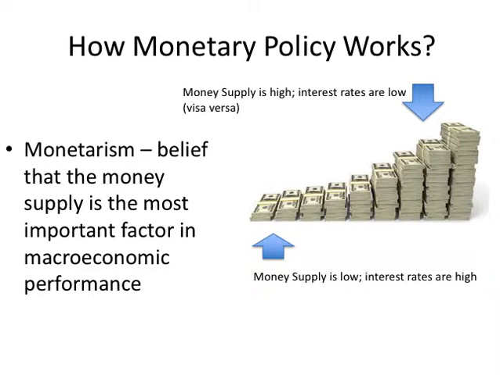It's the idea that the money supply is the most important factor in the performance of the economy on a macro level. So what does that mean? If you look at the image here on the right, you will notice two arrows and definitions next to them. If this is the economy, and this determines the amount of cash or money flow that is available in the economy, we would say that where this arrow is, the money supply is very high. This means that the interest rates are very low.